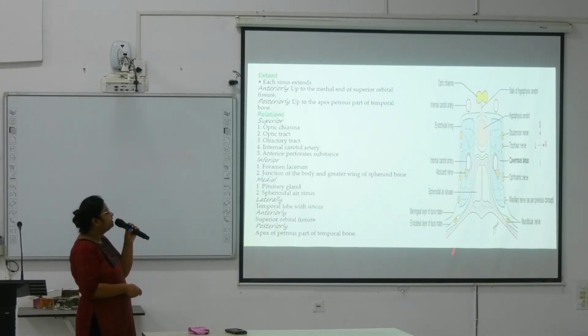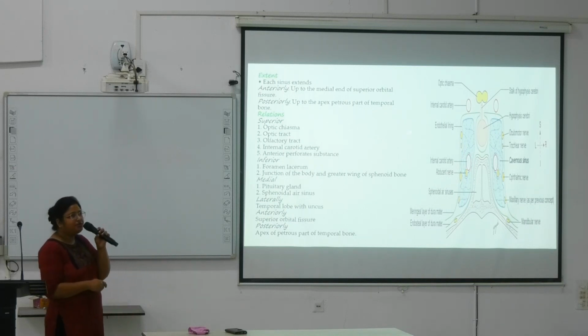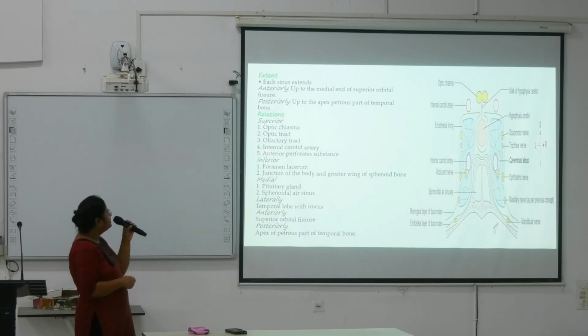See, this is a coronal section through the cavernous sinus. These relations are also asked. If it comes as a long question, relations are also asked. So each sinus extends anteriorly up to the medial end of the superior orbital fissure and posteriorly up to the apex of the petrous part of the temporal bone. These are the relations. Superior relations: optic chiasma, optic tract, olfactory tract, internal carotid artery, anterior perforated substance. Here you can see the optic chiasma, here are the internal carotid arteries and other things we see in the picture.